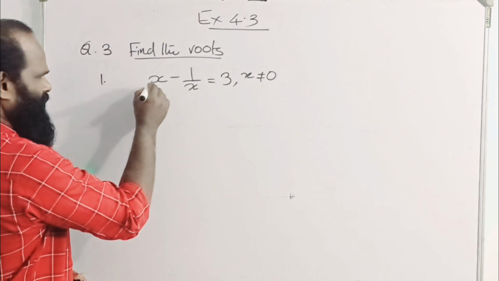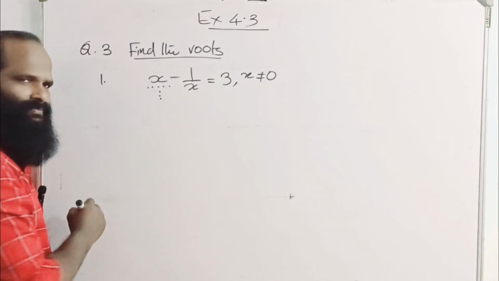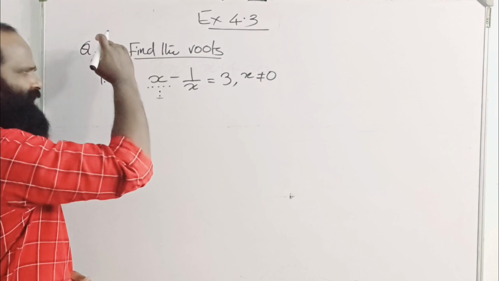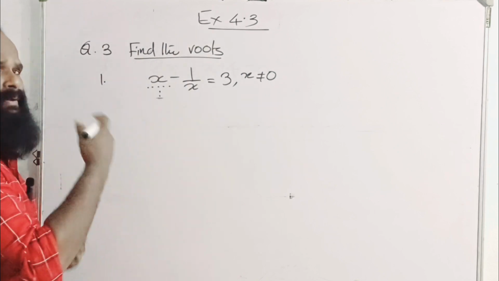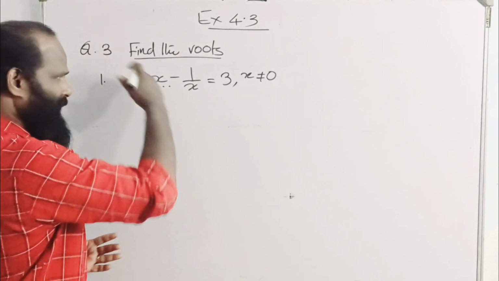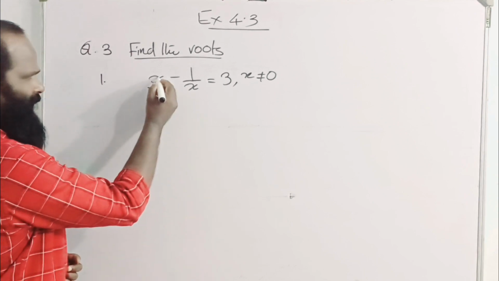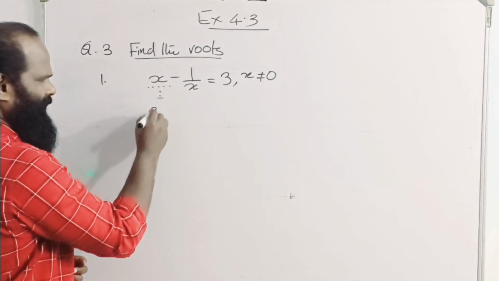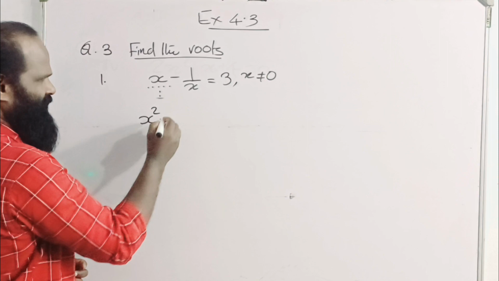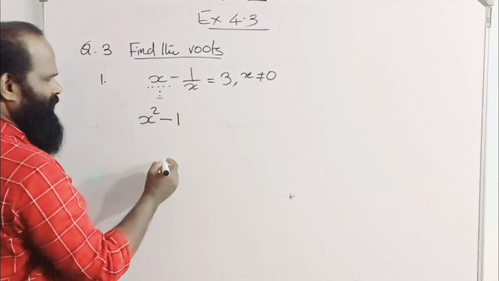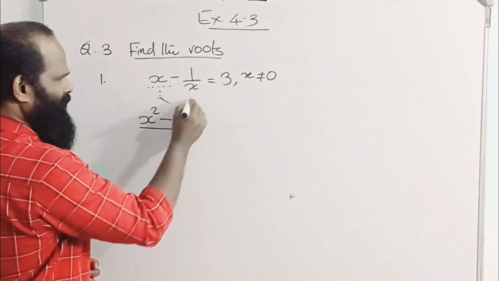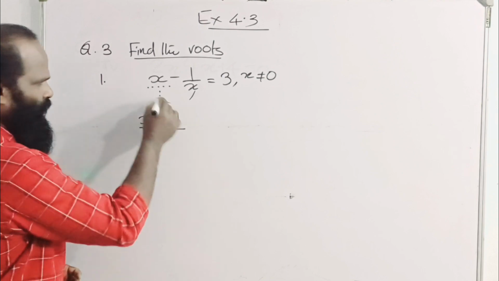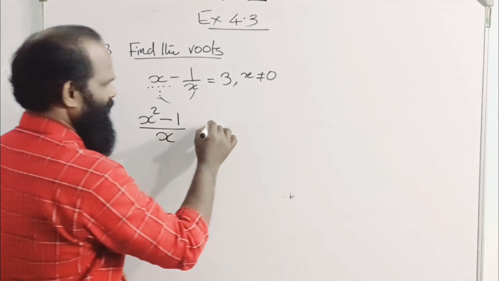Well, we are sure the denominator here is 1. The first thing we do here is cross multiplication. So multiply crosswise here on the left side. This is how we do. x into x, x square, minus 1 into 1, 1. Then divided by the denominators multiplied, 1 into x, x, is equal to 3.